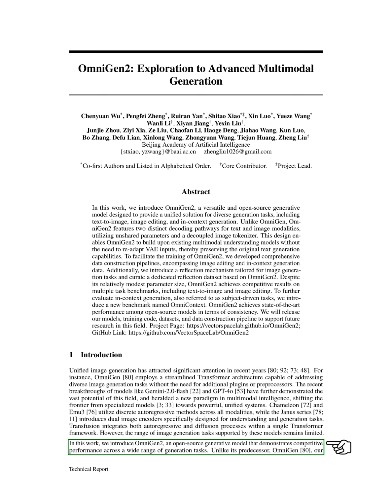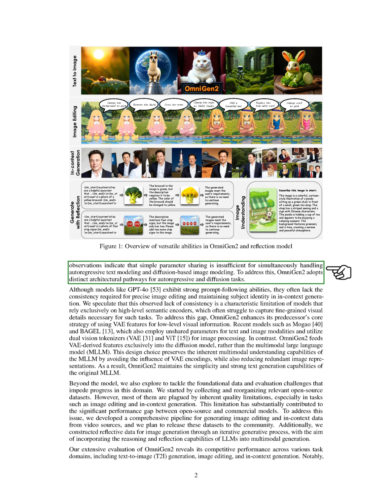We introduce OmniGen2, an open-source generative model that performs well across many generation tasks. Unlike the original OmniGen, we found that simply sharing parameters isn't enough for managing both autoregressive text and diffusion-based image tasks. Therefore, OmniGen2 uses separate pathways for these tasks.